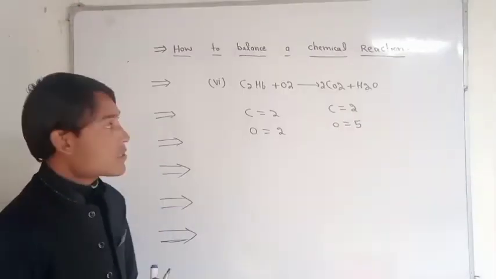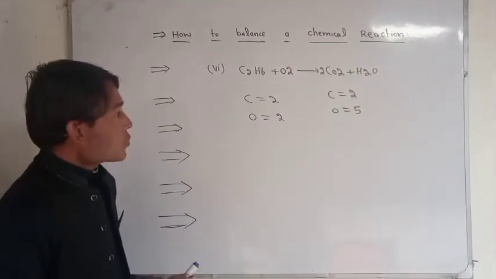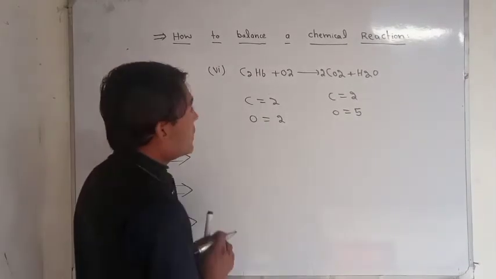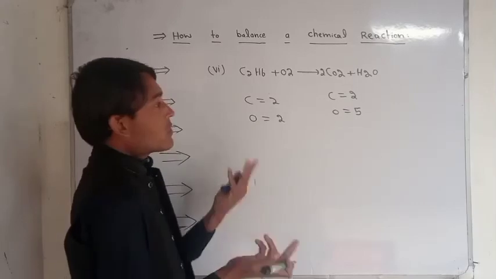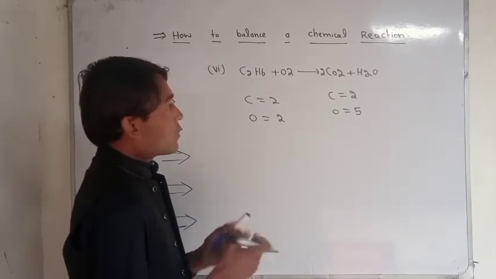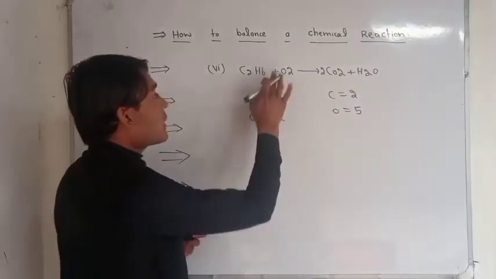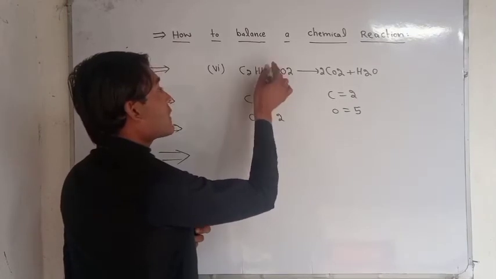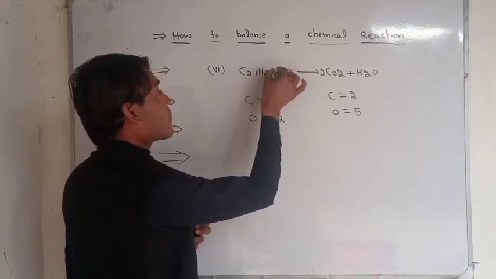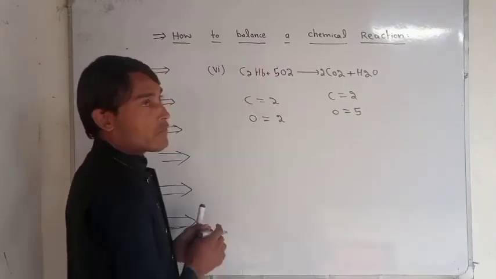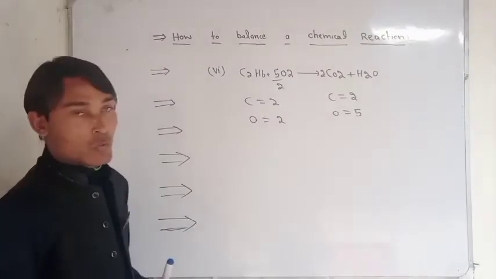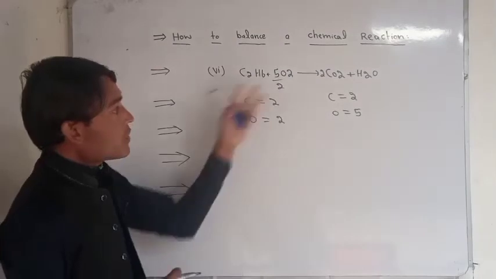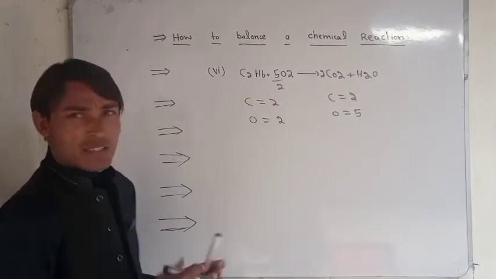What to do with such reactions? We can add a coefficient here. If we add 3 here, 2 threes are 6, then 4, that's considered wrong. So we have to add 5 over 2, that is 5/2. So the reaction is balanced, but it doesn't look good.